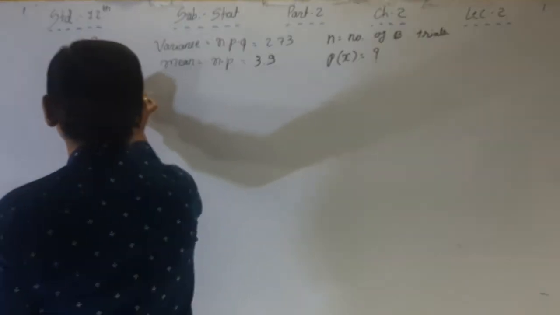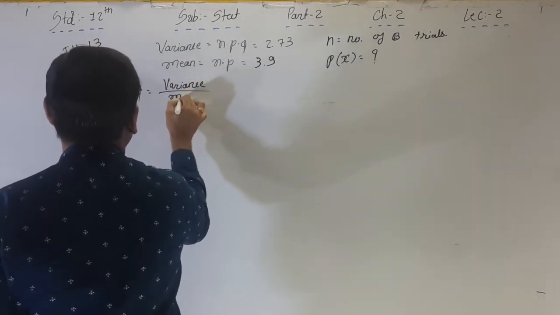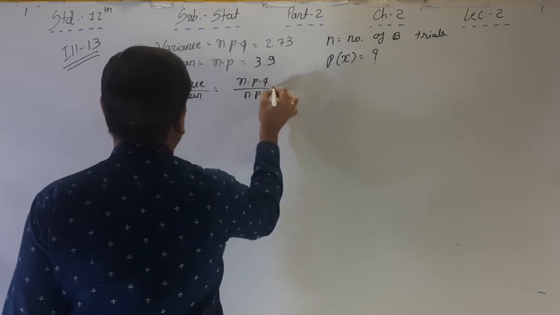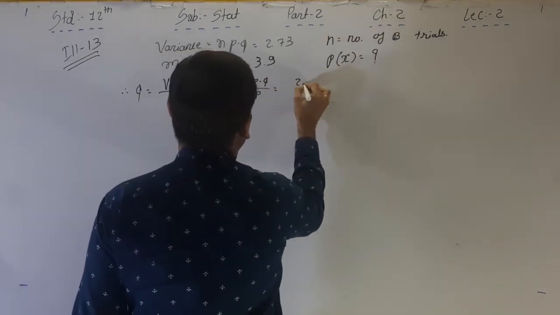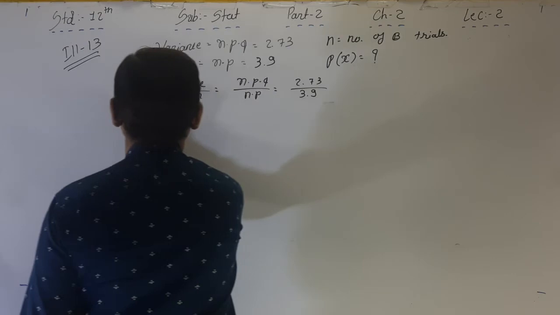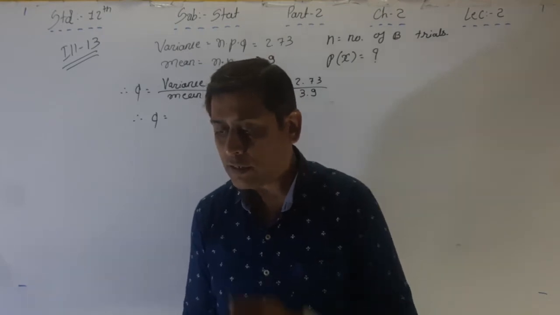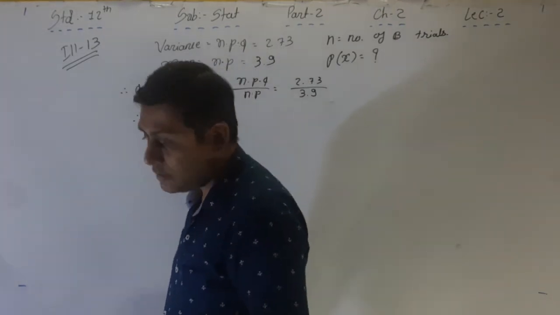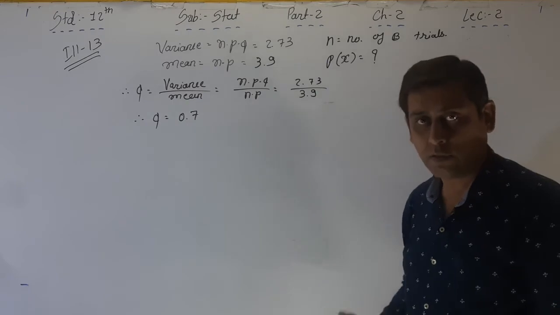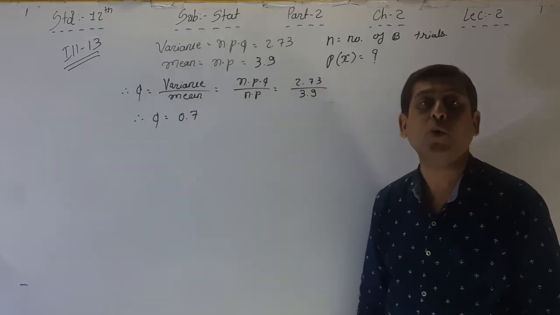Okay, so here for the formula given, q is equal to variance upon mean, is equal to npq upon np, is equal to 2.73 divided by 3.9. So the value of q is 2.73 divided by 3.9. Find out this divided by this in your calculator. 2.73 divided by 3.9, therefore q is equal to 0.7.